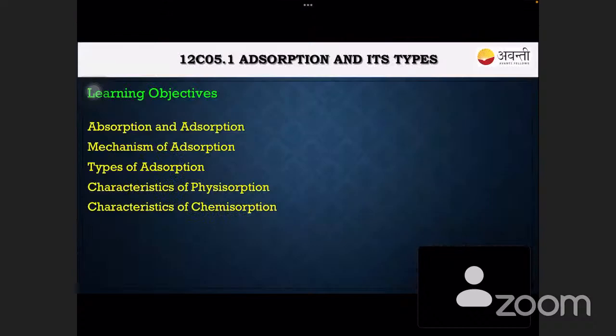For today, our objective is to learn the difference between adsorption with a D and absorption with a B. There is a lot of difference. Then we'll see the mechanism of how adsorption undergoes, and how many types of adsorption there are, which are physisorption and chemisorption. What are the characteristics of physisorption and what are the characteristics of chemisorption? We'll see that briefly, no issues.